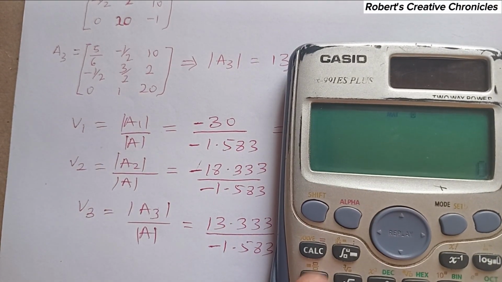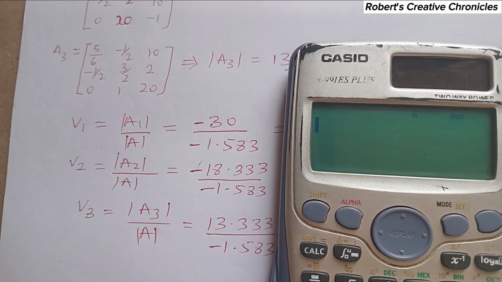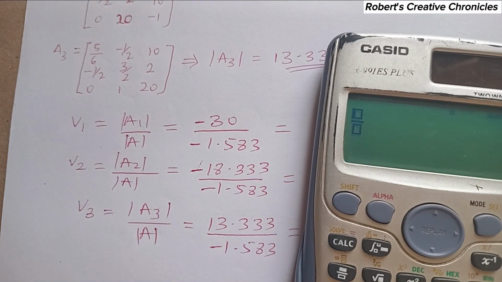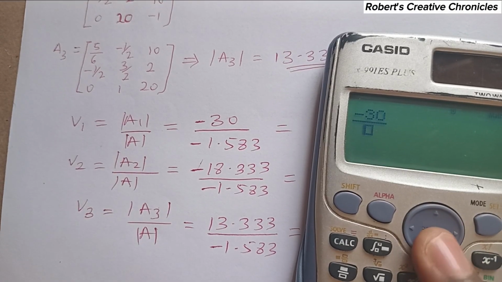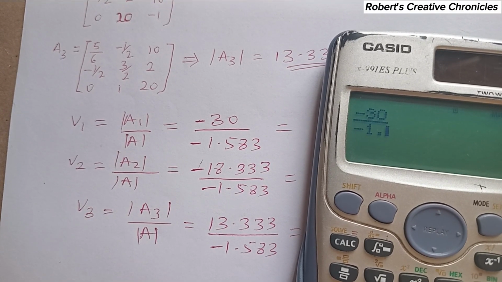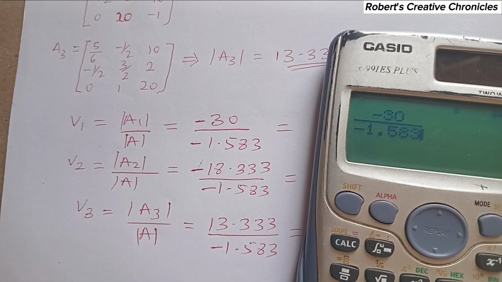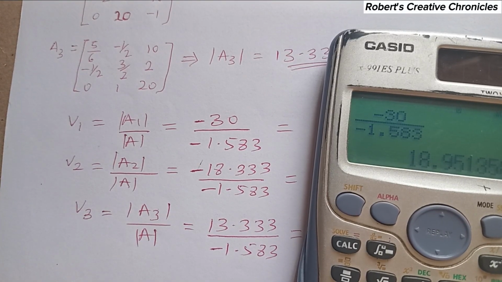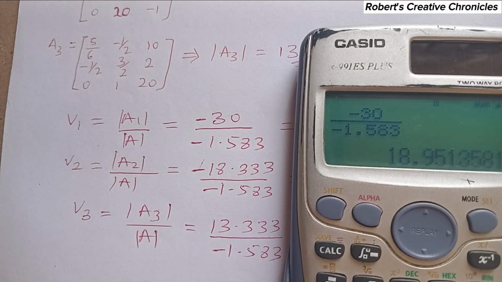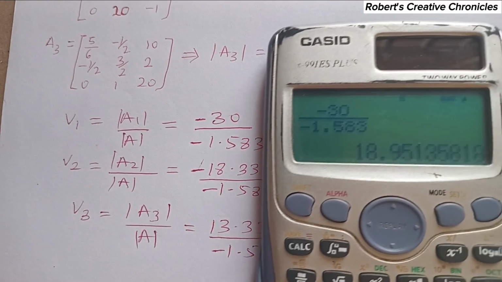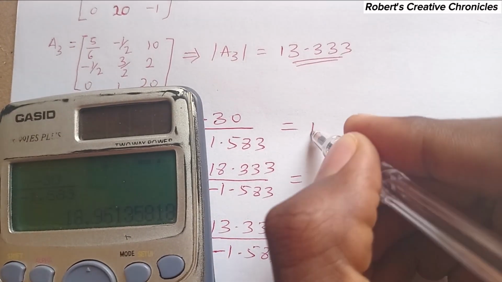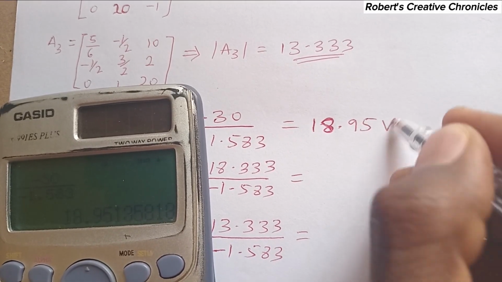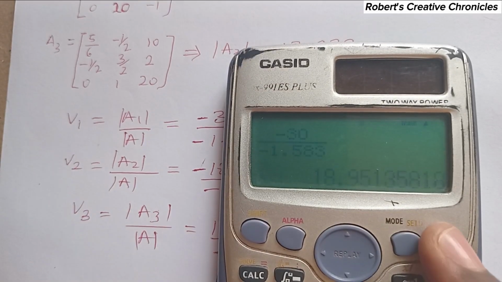So now, negative 30 over negative 1.583 is 18.95. So here is 18.95 volts.